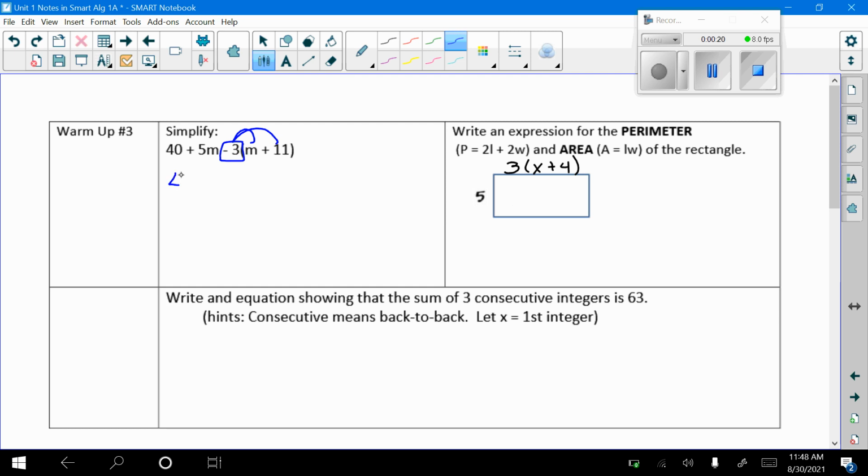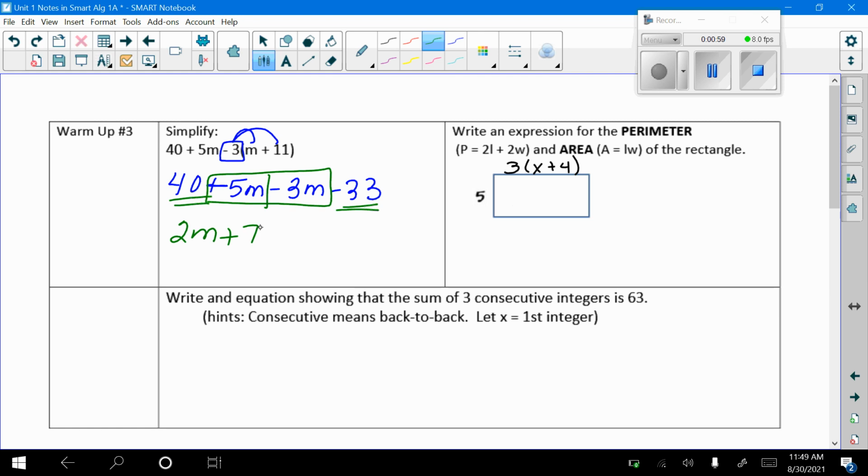So I have 40 plus, oof, my pen's not working, plus 5m minus the 3m, and then -3 times 11 is -33. Now we're going to combine like terms. So I have both of them right here, actually, are both m's. So we're going to combine those. 5m minus 3m gives me 2m. And then I have a 40 and a -33. The sign in front of a number goes with it. So 40 minus 33 would be plus 7.